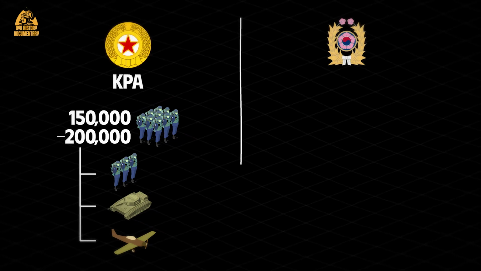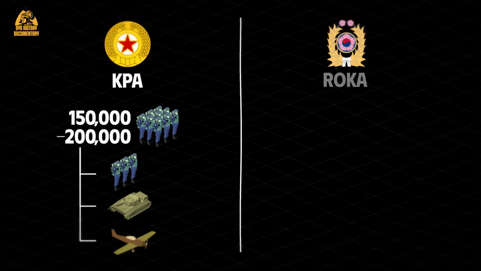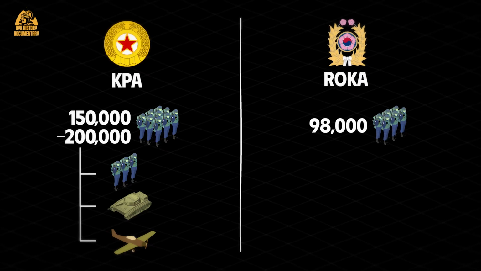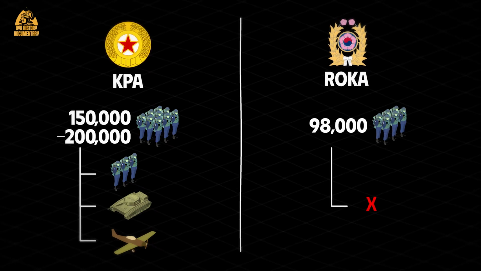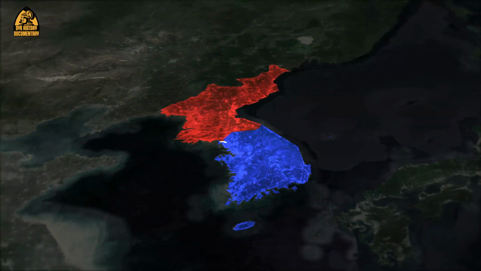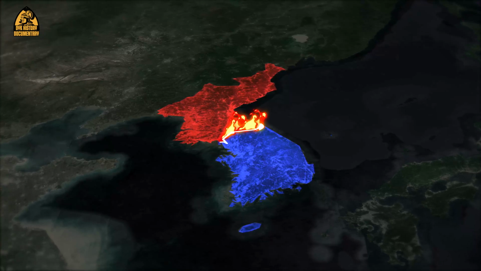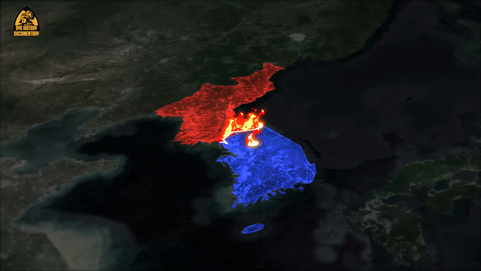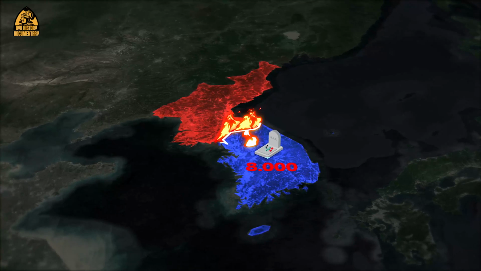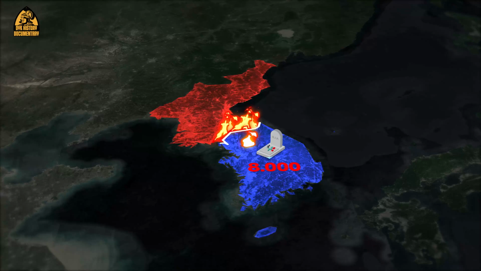In contrast, the South Korean Army was less prepared. The Republic of Korea Army, ROKA, had approximately 98,000 soldiers, with no tanks and a minimal air force consisting of 22 aircraft. Guerrilla warfare and border skirmishes further destabilized the region. Communist sympathizers in the South conducted guerrilla operations, resulting in the deaths of up to 8,000 security personnel and hindering the development of the ROKA.